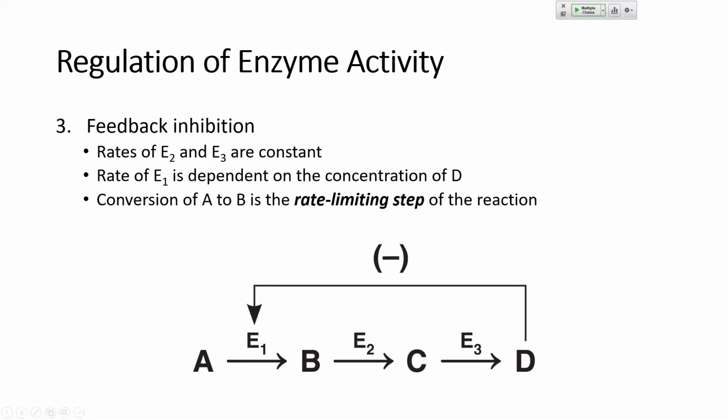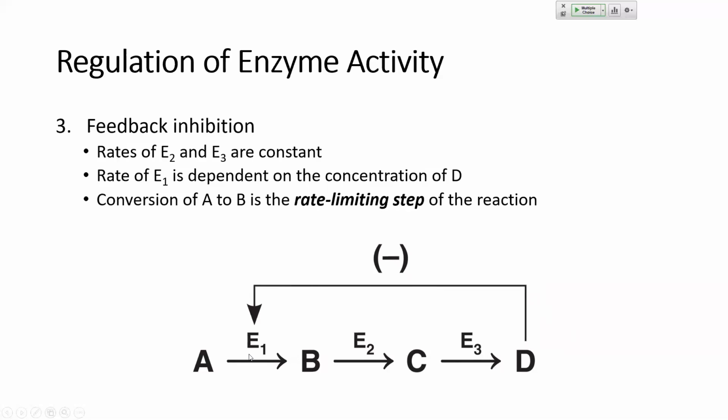Another example here, we can have regulating an enzyme that is downstream. So the first example regulated an enzyme that was upstream. This example regulated an enzyme that's downstream. So once again, the rates of E2 and E3 are constant, but the rate of this first enzyme depends on the concentration of the final product. So if we have a lot of this final product, we can turn this thing off, enzyme 1 off. But if we have too little of this product D, then we're going to turn this enzyme on.